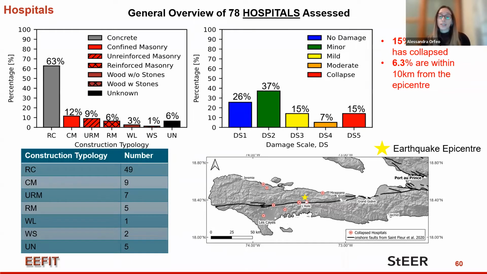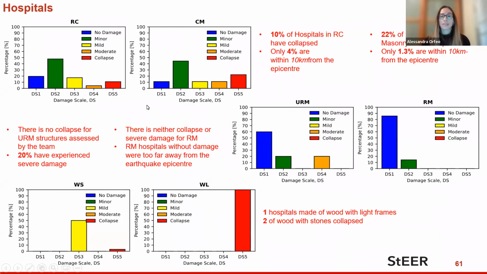6% of them are located within a circle of 10 kilometers from the epicenter. This map actually illustrates the distribution of partially or totally collapsed hospitals along with the epicenter location. We can already notice that there is a path close to the fault line. However, more exhaustive conclusion can be made with the higher number of available surveyed buildings, regardless the structure used.